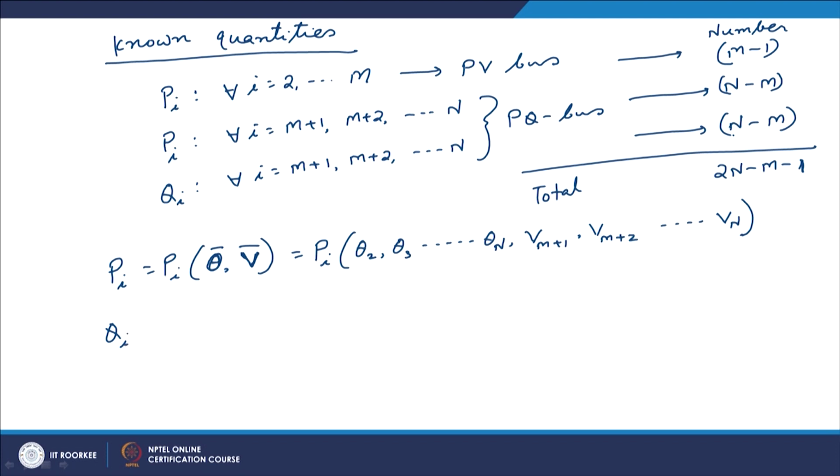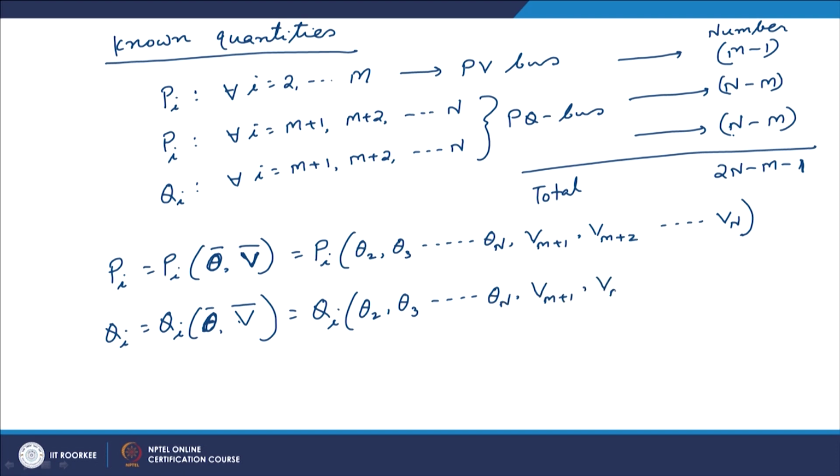Similarly, Qi is also a function of this vector theta and vector v. So, I can write down, if I expand this, this is a function of theta 2, theta 3 to theta n, Vm plus 1, Vm plus 2 to Vn.